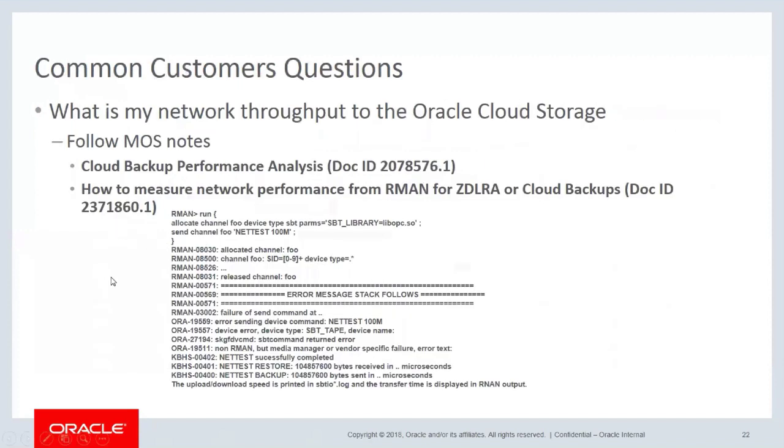Other question about network throughput. Well, there are a couple of MOS notes that can be used, and there are a couple of options, and I have listed them here for testing your throughput. Obviously, network throughput is crucial. Okay? So in the end, it's the main limiting factor if you want to send your backups directly to the cloud.